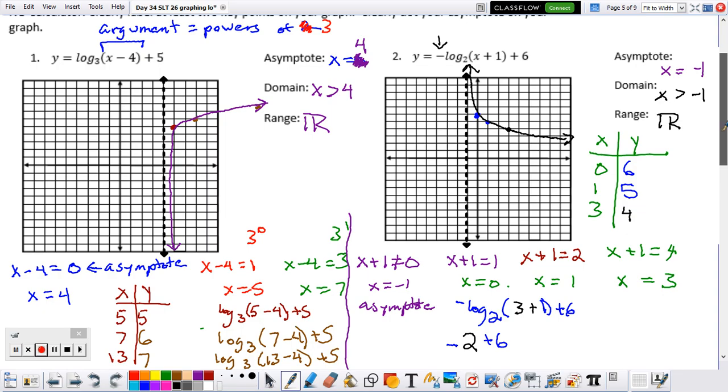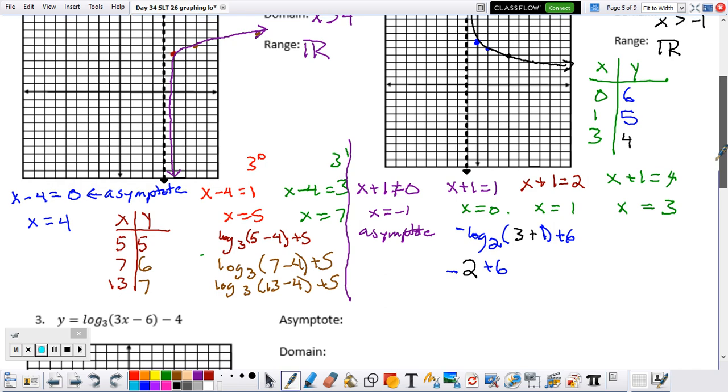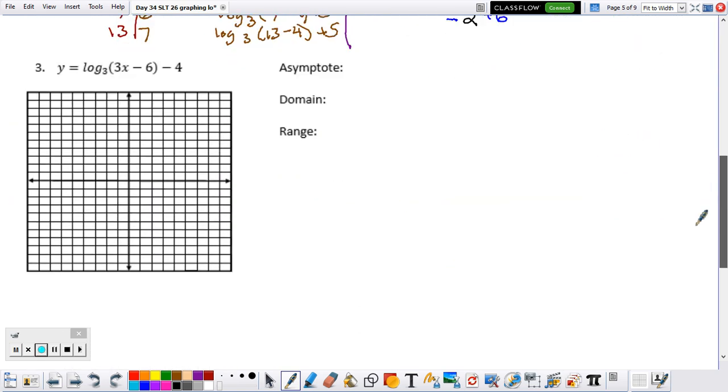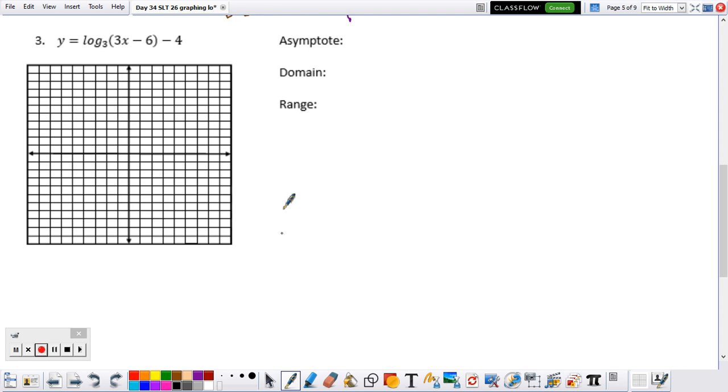I want everyone to write down number 3. And I want you to try it on your own. I'm going to work silently, so don't look up until you're done.